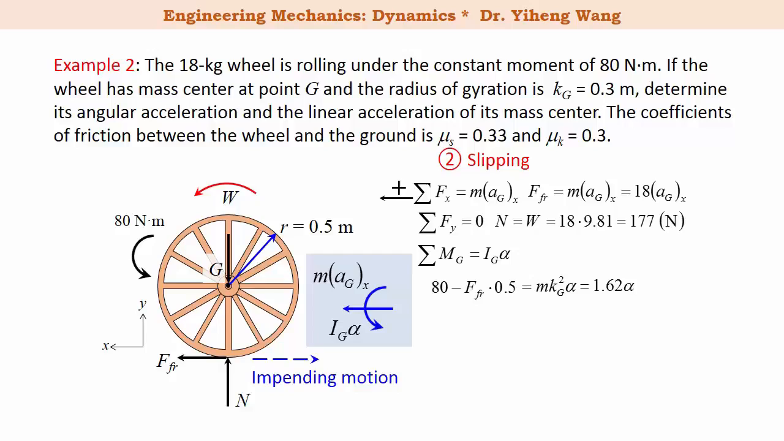But since slipping does occur in this case, we know that the frictional force between the wheel and the ground is now kinetic friction, and kinetic friction is always calculated by this equation: mu k, the coefficient of kinetic friction, times normal force N. Therefore, we can simply calculate the frictional force to be 53.1 Newton. Substitute into the first and the third equation, and we can solve for the linear acceleration of the gravitational center to be 2.95 meter per second squared, as well as the angular acceleration of this wheel to be 33.0 radian per second squared. And that completes this problem.